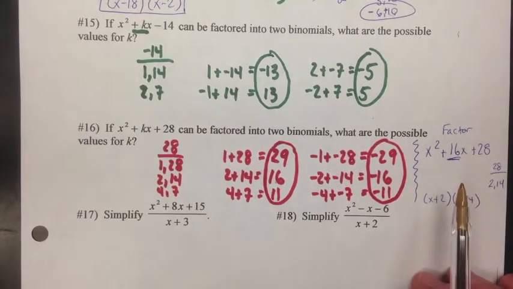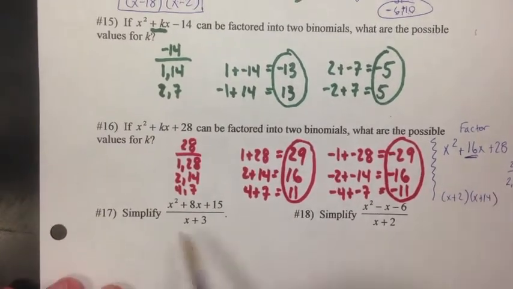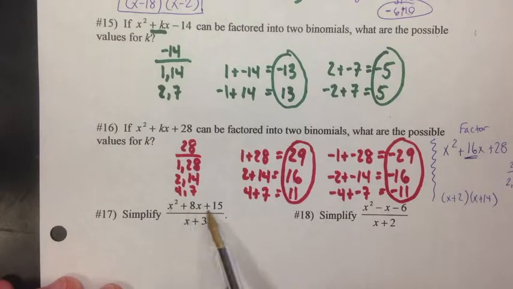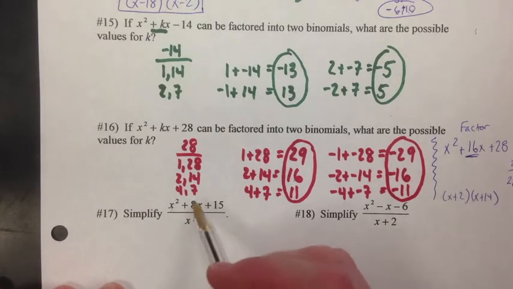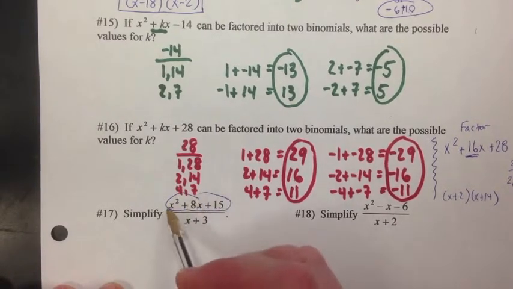All right, the last two here, number 17, number 18, it says simplify. You have a trinomial on top, and you have a binomial on the bottom. Now we're going to try to simplify, this is division, but because of the plus signs, we cannot start dividing stuff. I cannot do x squared divided by x, because this is not just x, it's x plus 3. What we're going to do though, let's take the top and let's factor it.